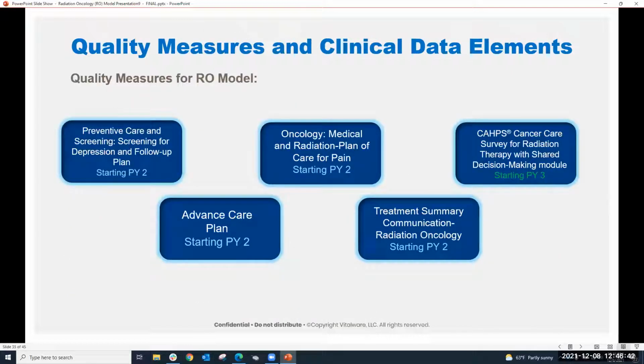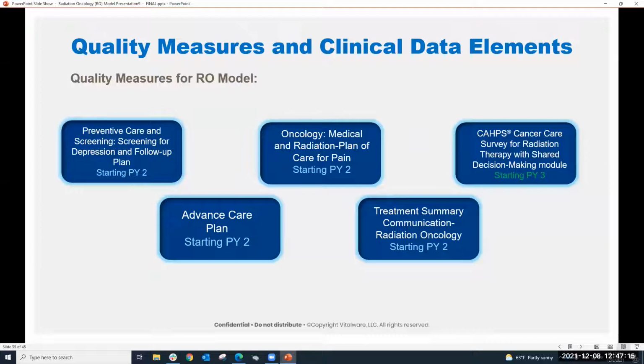So let's look at what quality measures are going to be required. The first one is your preventative care and screening of depression and follow-up plan. So if the patients are going to be screened for depression, and if it's positive, you should have a follow-up plan documented. Next is the advanced care plan. And this is patients 65 and older with an advanced care plan or a refusal to complete an advanced care plan documented in the medical record.